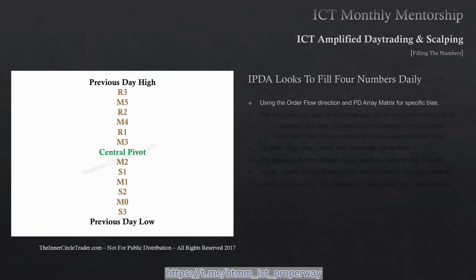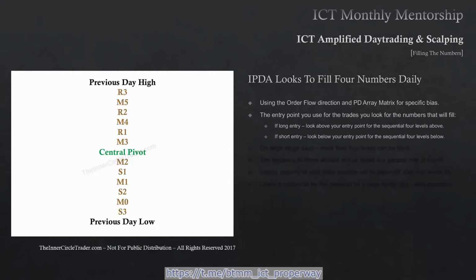Using the order flow direction and PD array matrix for specific bias, we can use these numbers to help determine what numbers will be filling for that particular day. For the trade entry point that you use for your trades, you look for the numbers that will fill from that price point. If you're going long, from your long entry, you look above your entry point for the sequential 4 levels above. If you're selling short, you look below your entry point for the sequential 4 levels below.